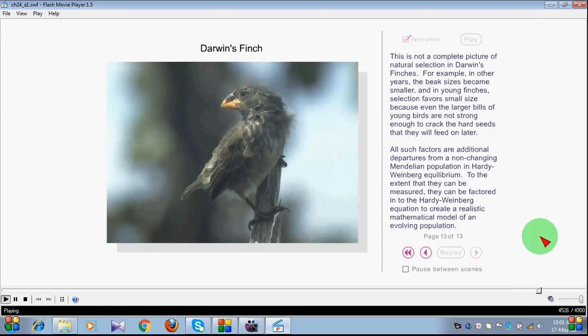For example, in other years, the beak sizes became smaller, and in young finches, selection favors small size because even the larger bills of young birds are not strong enough to crack the hard seeds that they will feed on later. All such factors are additional departures from a non-changing Mendelian population in Hardy-Weinberg equilibrium. To the extent that they can be measured, they can be factored into the Hardy-Weinberg equation to create a realistic mathematical model of an evolving population.